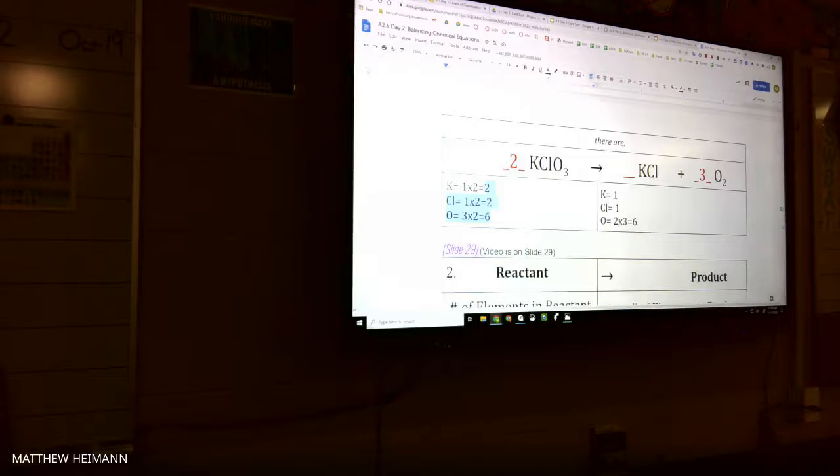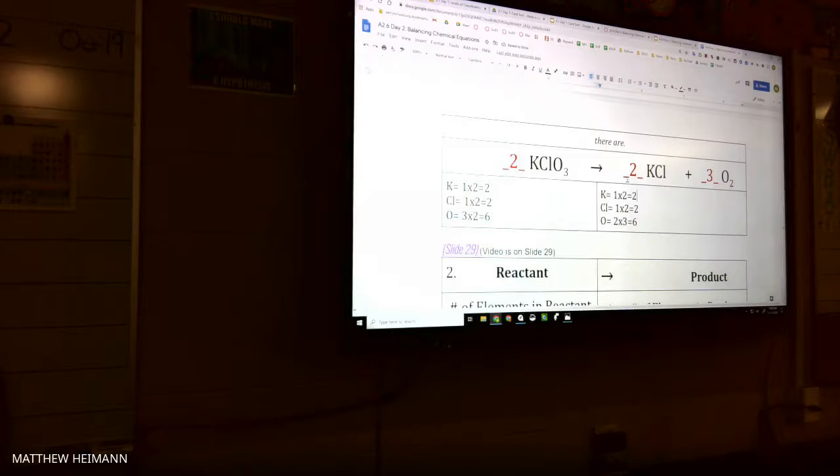Well, oxygen is, but potassium and chlorine are not. How can I fix the potassium and the chlorine on the right side of the equation? What coefficient, yeah? Yeah, exactly. If I put the coefficient of 2, that will make it so I multiply both of these times 2. And guess what? That balances off.